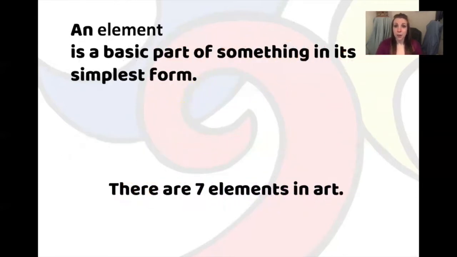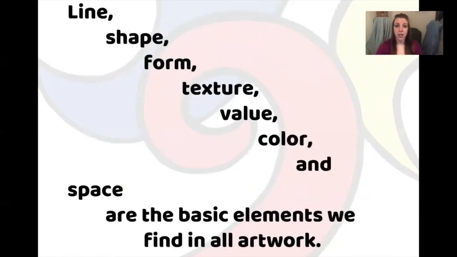All right, so let's talk about the word element. An element is a basic part of something in its simplest form. There are 7 elements in art. They are line, shape, form, texture, value, color, and space. They are the basic elements that we find in all artwork.